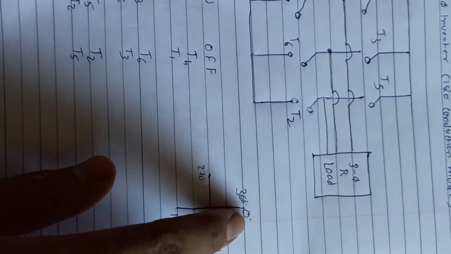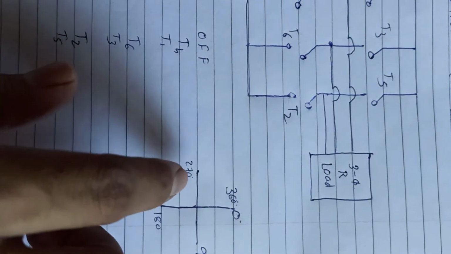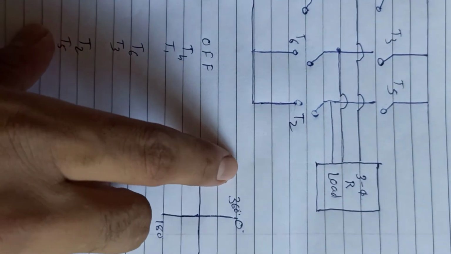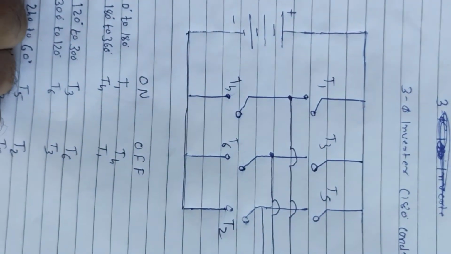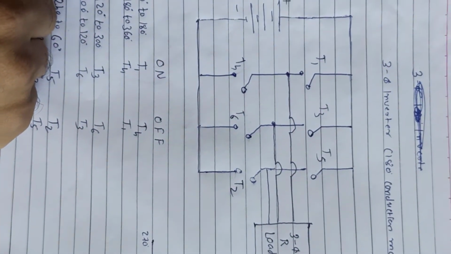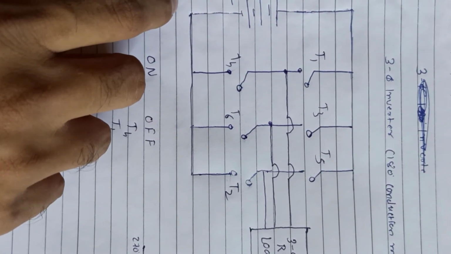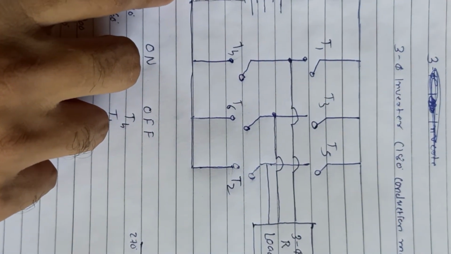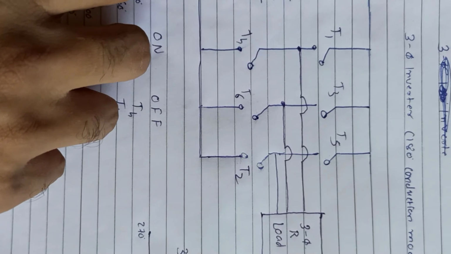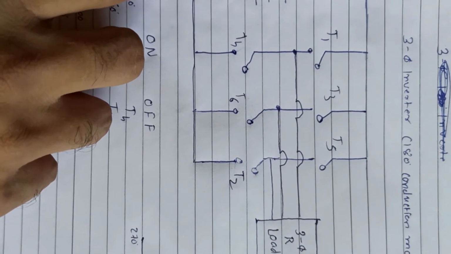As we know, our cycle is 0 to 360 degree: 0, 90, 120, 180, 240, 270, 300, 360. This is our cycle. So let's see how this three-phase inverter works in 180 degree mode. Just keep in your mind that any switch, whenever it is on, is on for 180 degree, and for another 180 degree it will be off. Now let's see when each will be on.